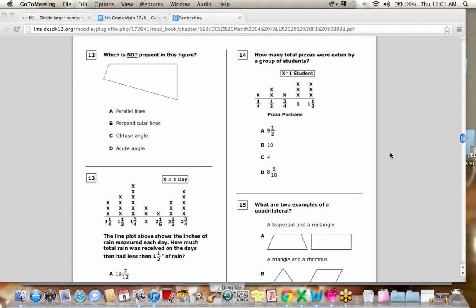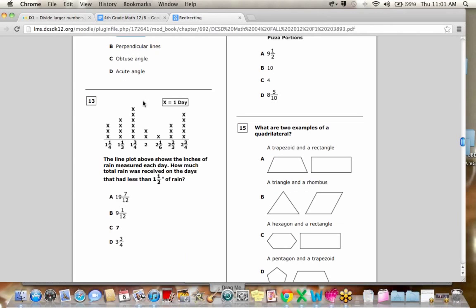Vero, read number 12 for us, please. Which is not present in this figure? Parallel lines. That's right, parallel lines. Parallel lines are two lines that will never intersect. And all of these lines, if you continued them on into infinity, they would eventually intersect. So the thing that is not there is parallel lines. Very good.